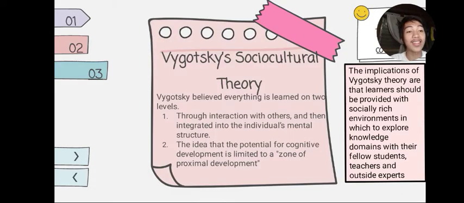Next is Vygotsky's sociocultural theory. Vygotsky emphasizes the role of social interaction. He believed that everything is learned on two levels: first, through interaction with others, and then integrated into the individual's mental structure.